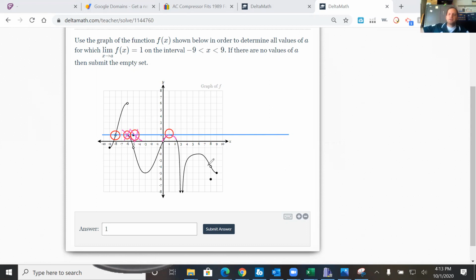Finally, on -8, our positive side's coming down towards -8. Our negative side is coming up towards it, and as it heads towards -8, the limit is approaching 1. As we're coming up from the negative side, it's approaching +1. So they're both approaching +1. The limit's the same on both sides. So what is the limit as we approach -8? It is 1. So that will be another one of our answers.